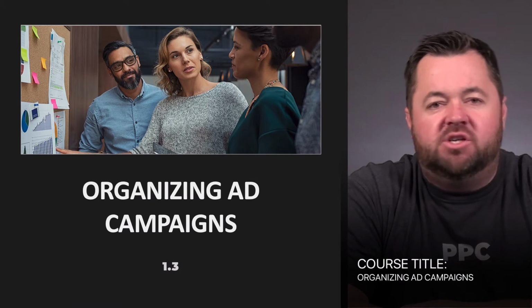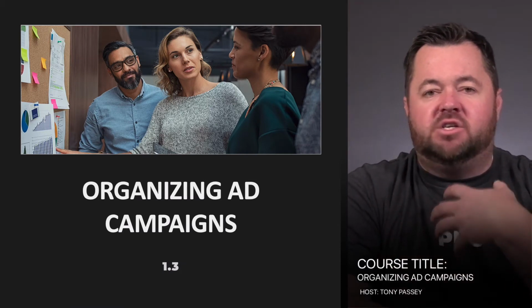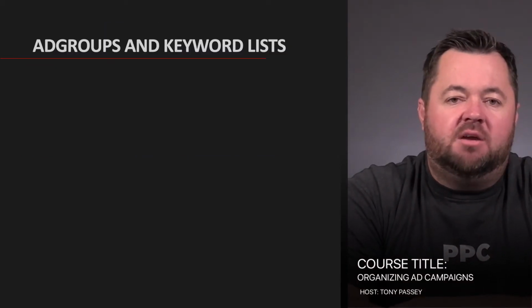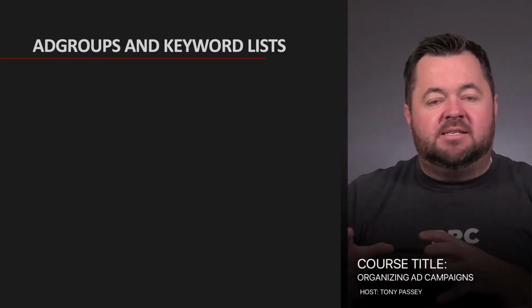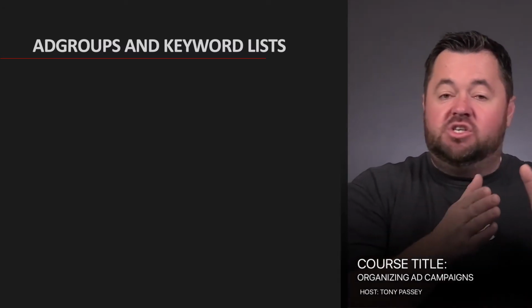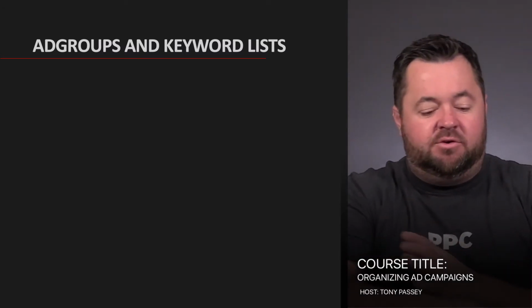In this video, we're going to talk about organizing ad campaigns. So how do we set up all of our information and how do we get prepared to actually build a campaign in the platform? So the first thing that we have to talk about is the ad groups and the keyword lists. I made mention in previous videos, but I want to really explain the relationship between a list of keywords and an ad group.